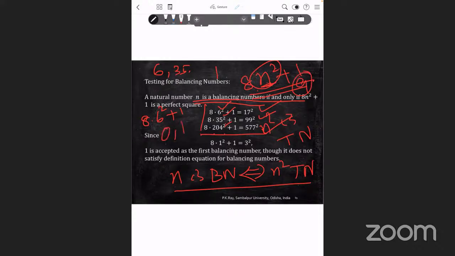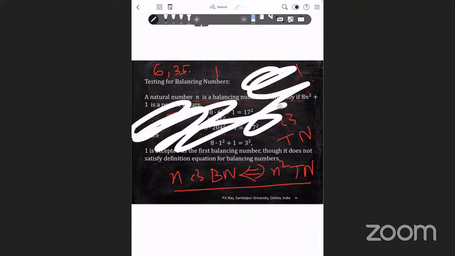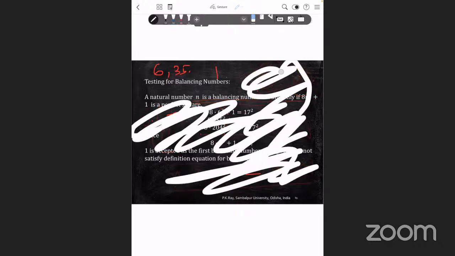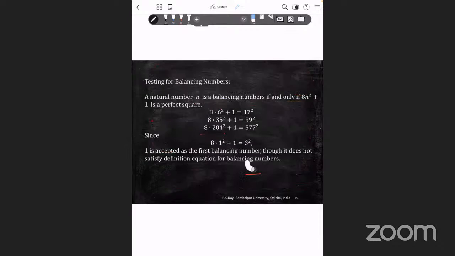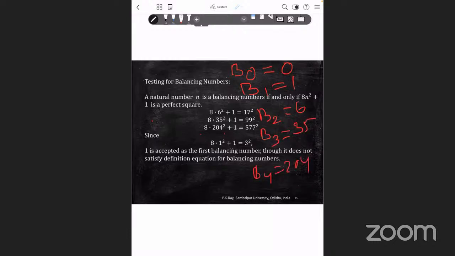So 0 and 1 are also treated as balancing numbers, though these few numbers do not come directly from the original definition, right? The original definition gives no such number, but these numbers come from the definition 8n square plus 1. So that's why we take the first balancing number as B0, which is 0, B1 as 1, B2 as 6, B3 as 35, B4 as 204, and so on. These are the balancing number sequence.